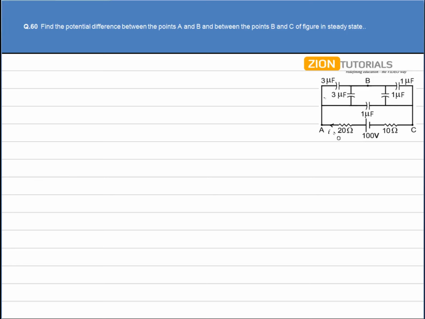Now to calculate the charges on each of the capacitor, we reduce the circuit a little bit. We have this 3 microfarad and this 3 microfarad in parallel, so the resultant will be 6 microfarad. So let's simplify the circuit.